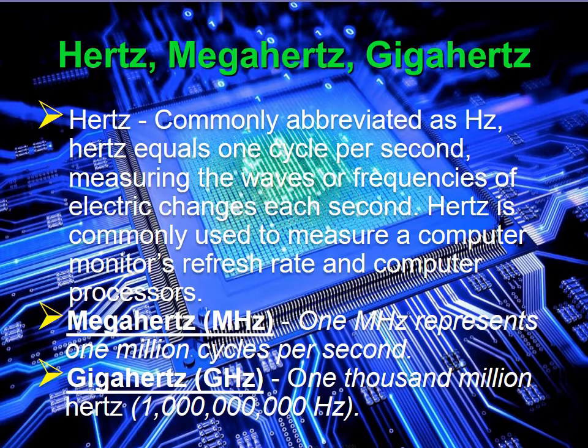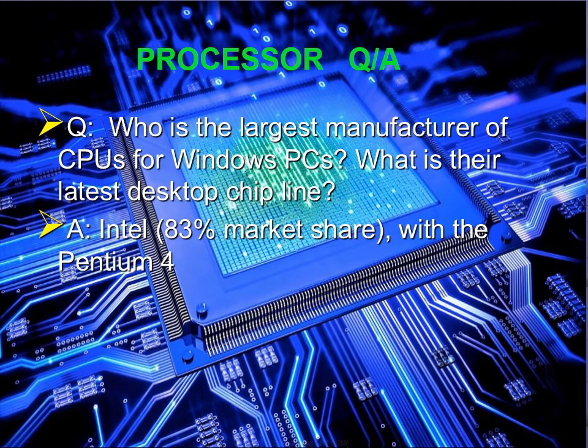Third is the processor. There are two types of processor, AMD and Intel. AMD is the largest manufacturer of CPUs for Windows PCs. What is their largest desktop chip line? Second is Intel, with 83% market share and the Pentium 4.